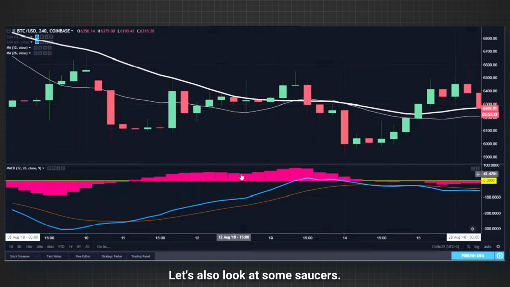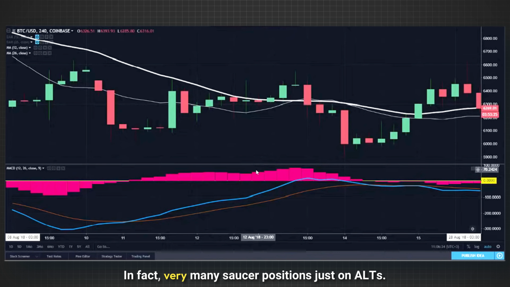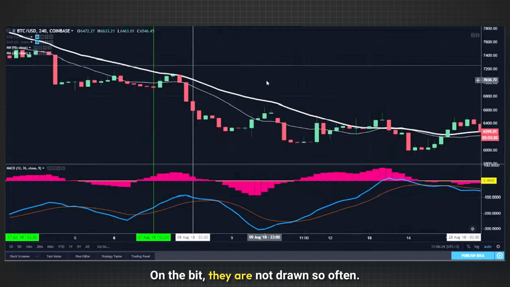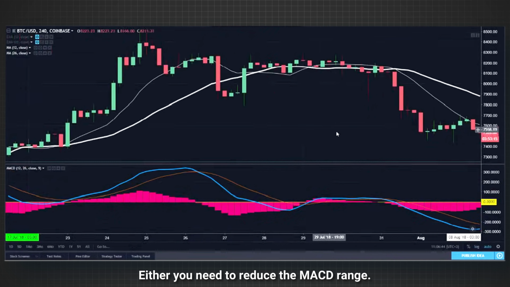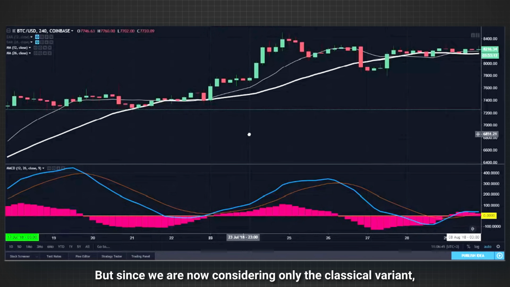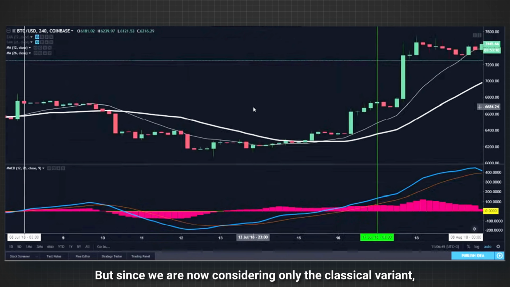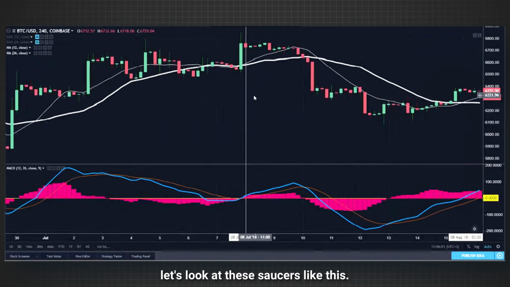Let's also look at some saucers. Let's see if we can find something interesting. Well, on 4H. In fact, there are very many saucer positions just on alts. On Bitcoin, they are not drawn so often. Either you need to reduce the MACD range. But since we are now considering only the classical variant, let's look at these saucers like this.